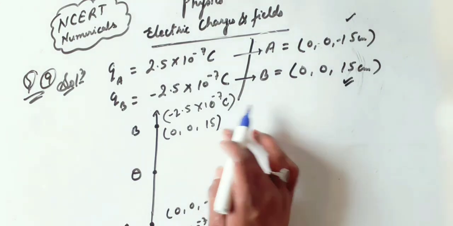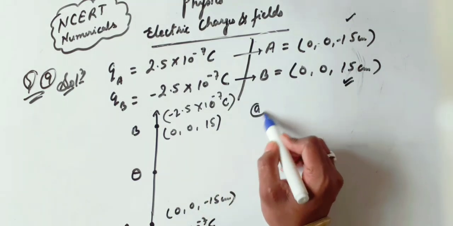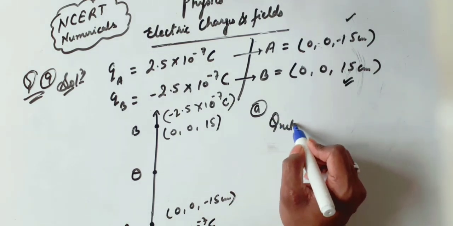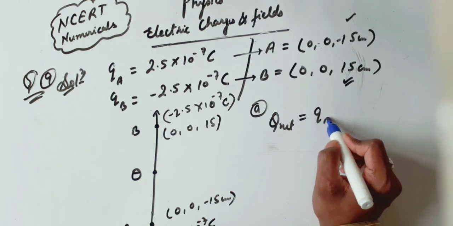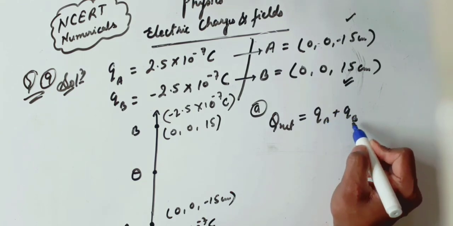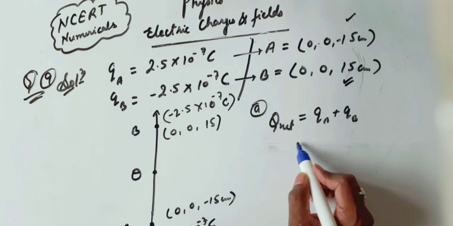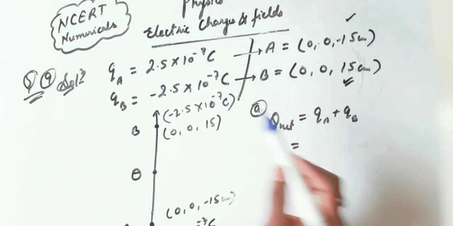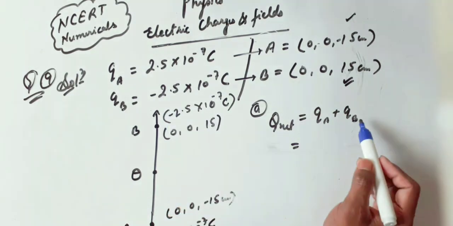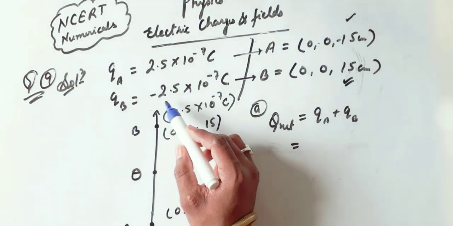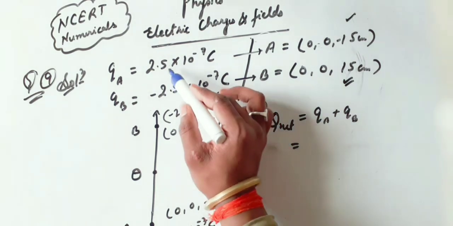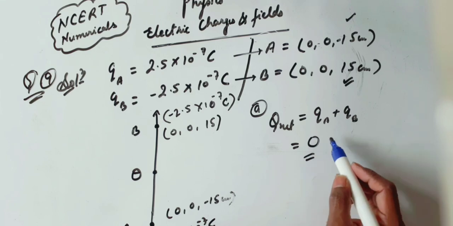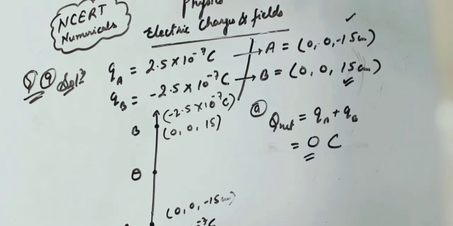In the first part it is asking for the total charge of the system. As we know, the total charge of the system, Q net, will be equal to QA plus QB, because charges show additive nature. The value of QA is plus 2.5 × 10^-7 coulomb and the value of QB is minus 2.5 × 10^-7 coulomb, and the sum of these two charges will be equal to 0. So the net charge of the system will be 0 coulomb.